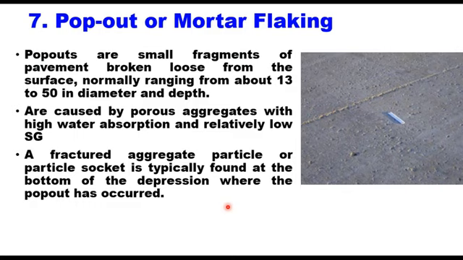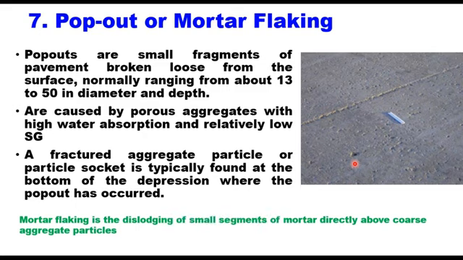Next is pop out or mortar flaking. Pop outs are small fragments of pavement broken loose from the surface, normally ranging from 13 mm to 50 mm in diameter and in depth. They are generally caused by porous aggregates with high water absorption and relatively low specific gravity. A fractured aggregate particle or particle socket is typically found at the bottom of the depression where the pop out has occurred. Mortar flaking is the dislodging of small segments of mortar directly above coarse aggregate particles. Slight difference between the two.